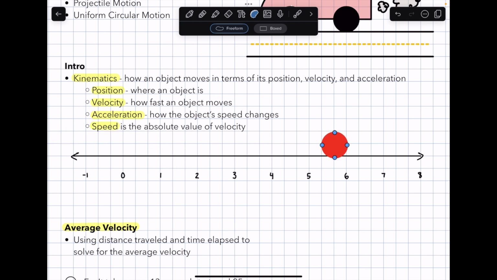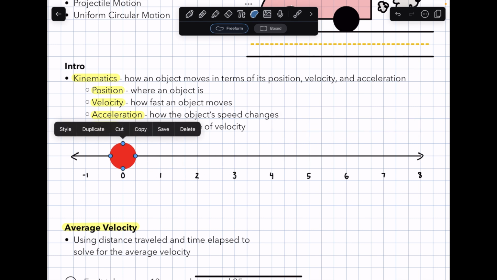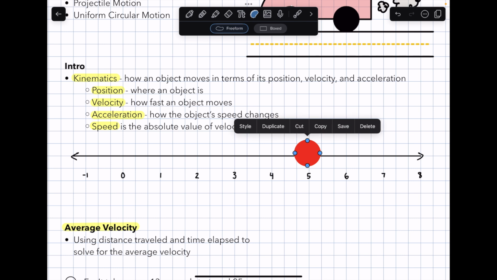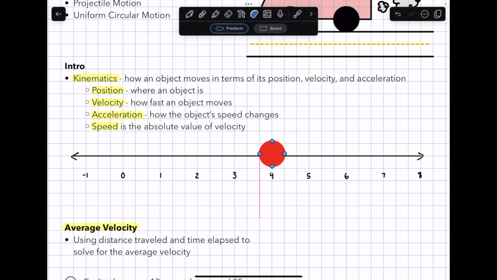Now, the velocity is how fast the object is moving. For example, if this ball is at position 0 and then every second it moves one spot over to the right, the velocity would be 1 because it's moving one spot to the right every second. Now, if the object moves backwards, its velocity would be negative because it's moving backwards. So in this case, it would be -1.